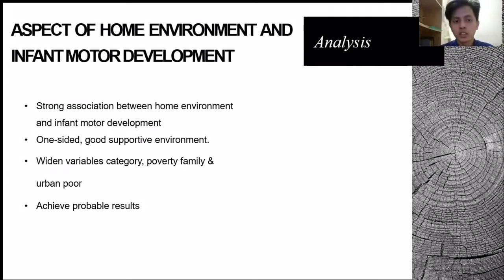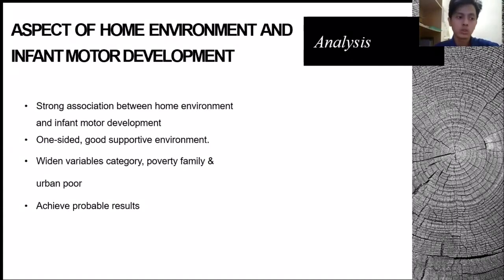So the first article has proven that there is a strong association between home environment and infant motor development. However, the variables that they used are only one-sided because they require parents to be fully attentive to their child and to provide a good environment. Therefore, they couldn't prove statistically significant results from this study because there are not many differences in their environment.